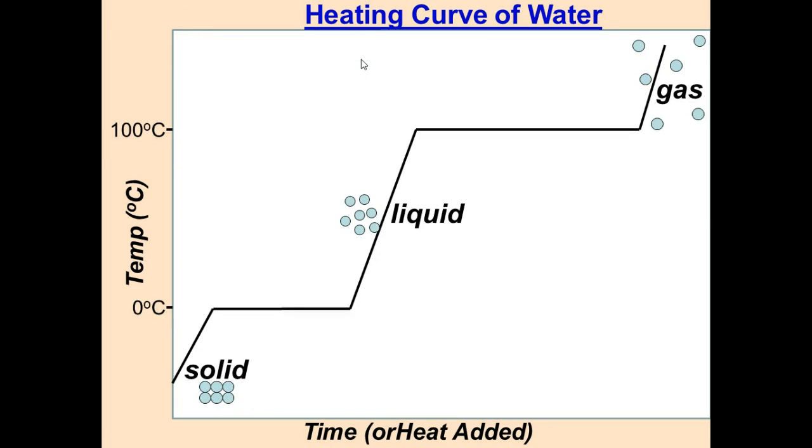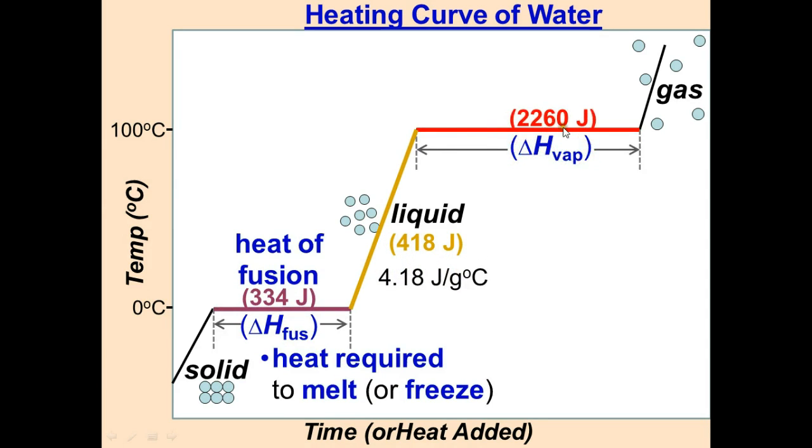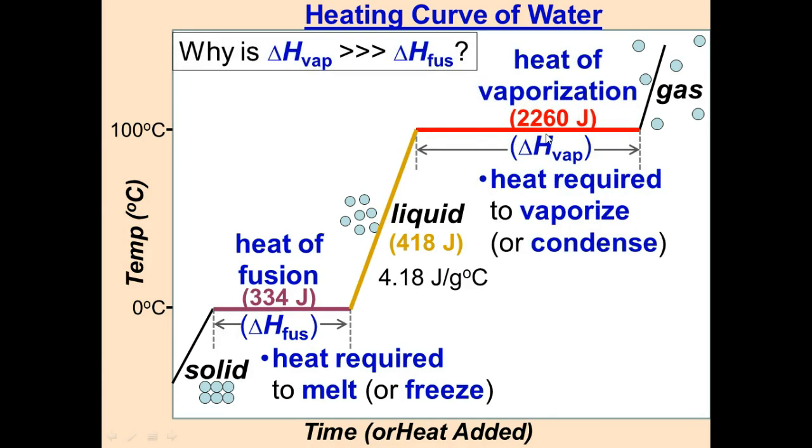And so here's a last heating curve. Again, solid, liquid, gas, and then those are the phase changes. And so now we're going to talk about heat of fusion, which is right here. It's the heat required to melt or freeze, and then there's heat of vaporization, which is the heat needed to vaporize or condense. So condense is just the opposite. Or freeze, which is the exact opposite of heat of fusion.